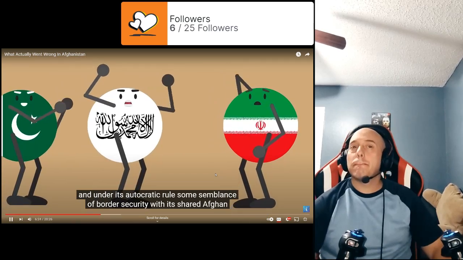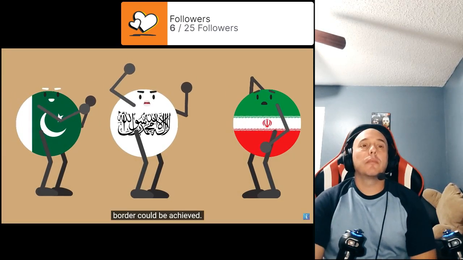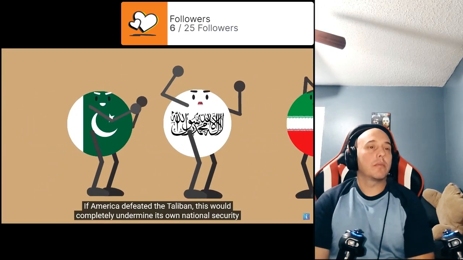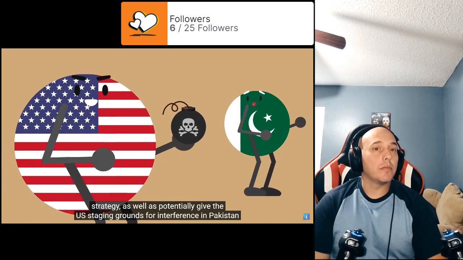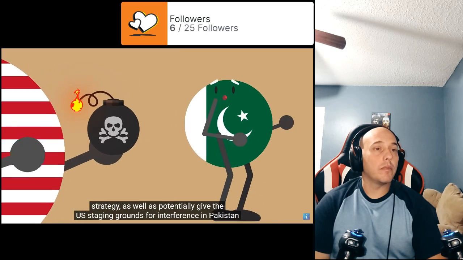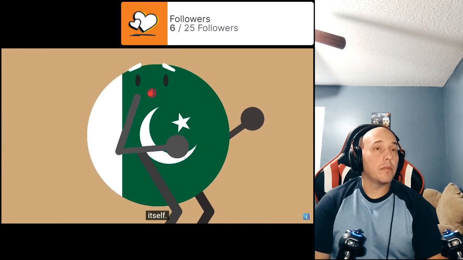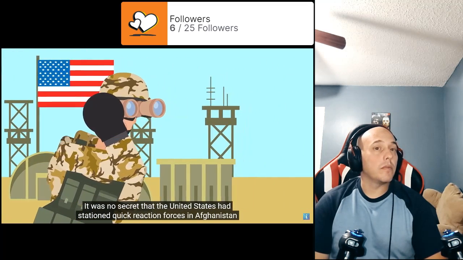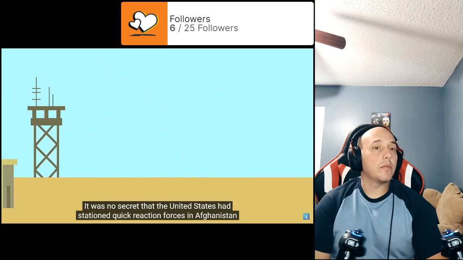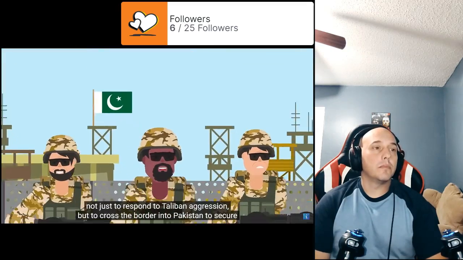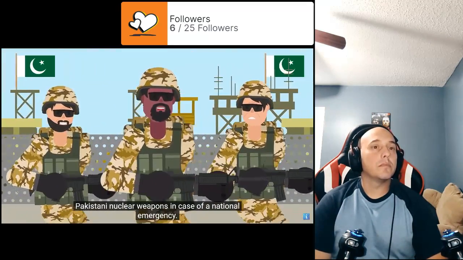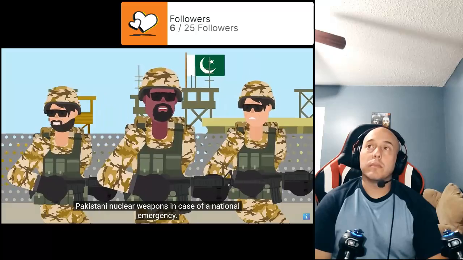border security with its shared Afghan border could be achieved. If America defeated the Taliban, this would completely undermine its own national security strategy, as well as potentially give the U.S. staging grounds for interference in Pakistan itself. It was no secret that the United States had stationed quick reaction forces in Afghanistan, not just to respond to Taliban aggression, but to cross the border into Pakistan to secure Pakistani nuclear weapons in case of a national emergency.